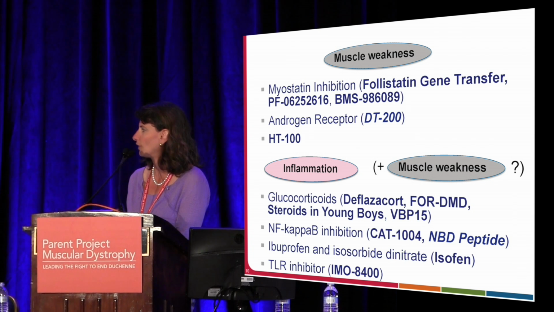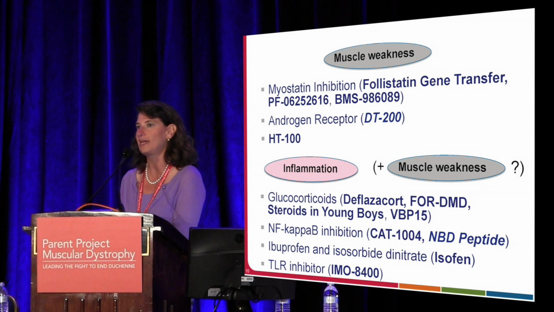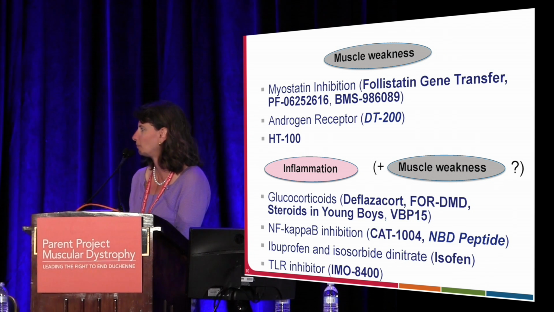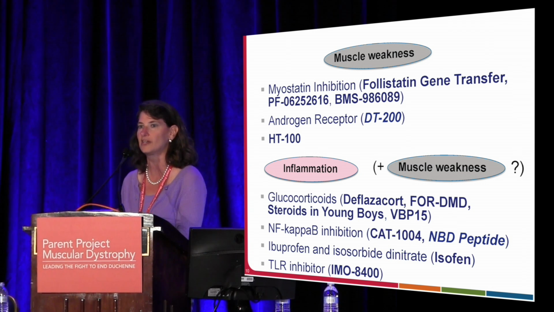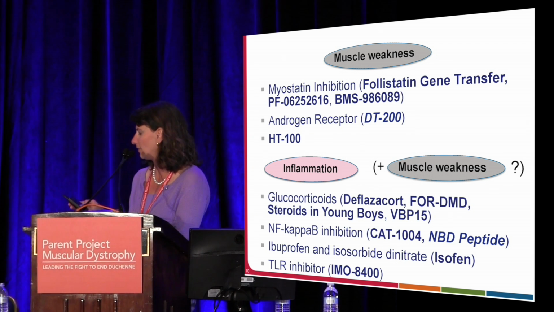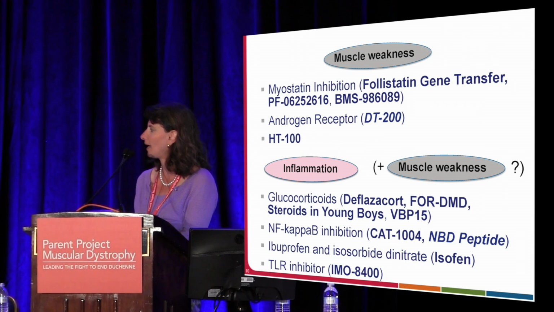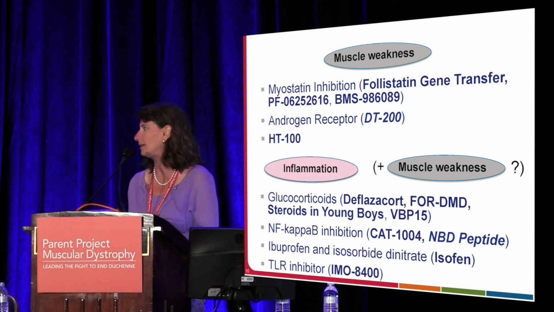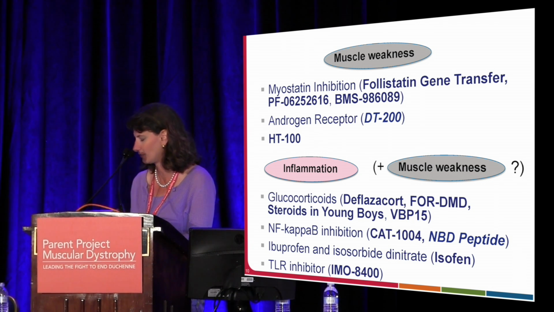Other anti-inflammatory targets are NF-kappa B, which is one of the signaling molecules that goes a little out of whack when you have membrane damage. But NF-kappa B inhibition not only has an effect on inflammation, it directly targets muscle and appears to improve muscle strength. There are two different approaches in clinical trial or preclinical studies that target this pathway. There are two other anti-inflammatory approaches: a combination of ibuprofen and isosorbide dinitrate, or isofen, and inhibition of the TLR receptor, IMO 8400.